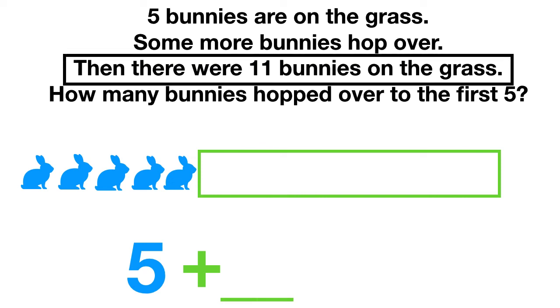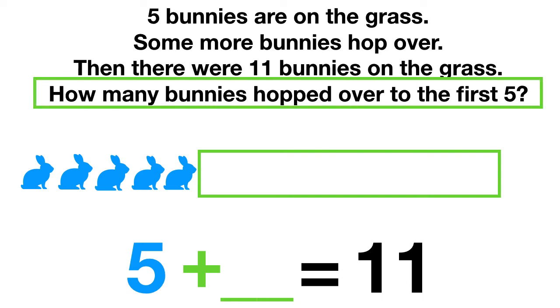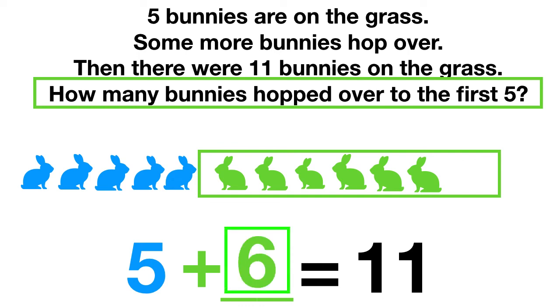Next, the problem says, then there were 11 bunnies on the grass. This means after all the bunnies have hopped, there are 11. It means our number sentence has to equal 11. Finally, the problem asks us to solve how many bunnies hopped over to the first 5. So we can think, we already know we have 1, 2, 3, 4, 5. So let's add some more till we get to 11. 6, 7, 8, 9, 10, 11. There we go. We can count that we had to add 1, 2, 3, 4, 5, 6. So we can say 6 bunnies hopped over.